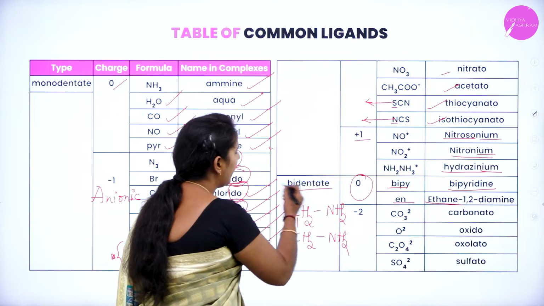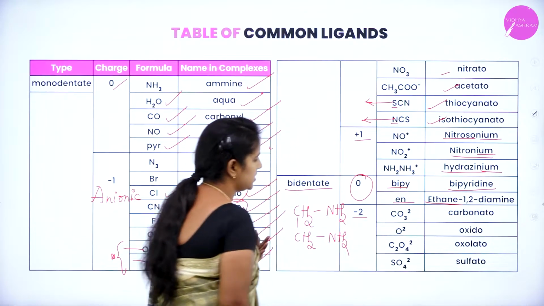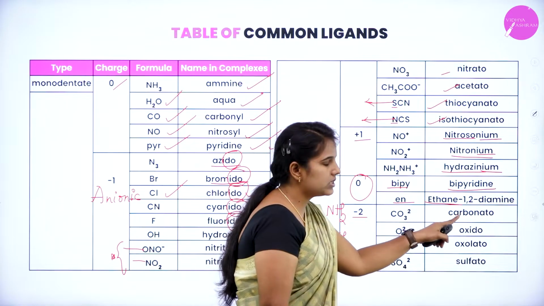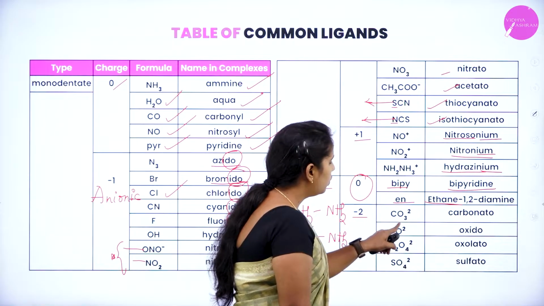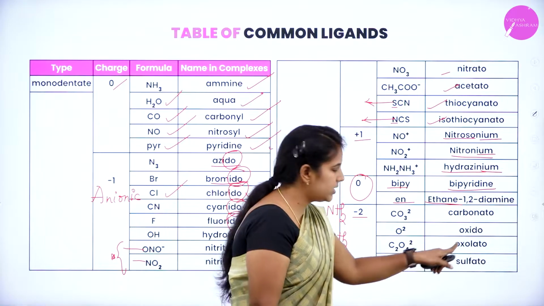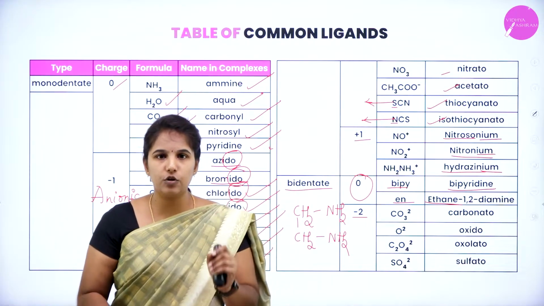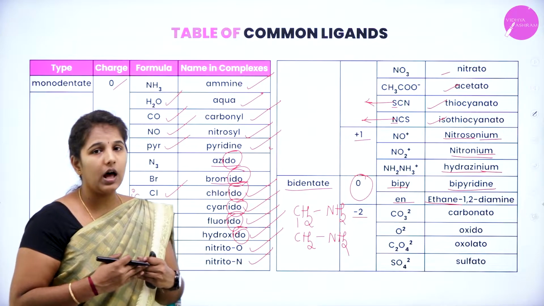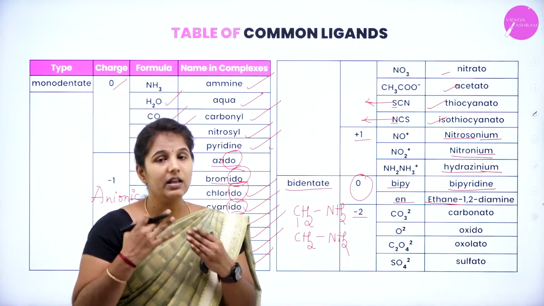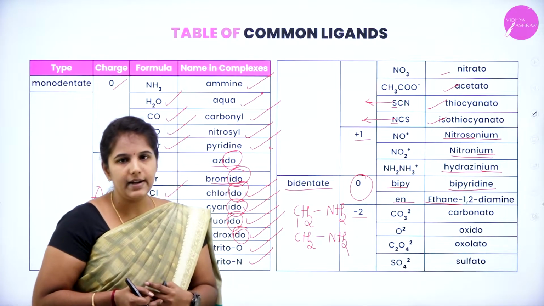And then we have bidentate ligands which carry -2 charge. You can see CO3 2 minus, which is carbonato, O 2 minus, which is oxido, C2O4 2 minus, which is oxalato, and SO4 2 minus, which is sulfato. Okay, so this is how we can easily remember the ligands and their charges. Especially go with the mono and bidentate ligands.